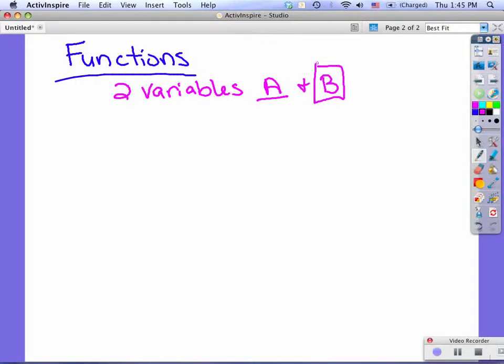And you usually see these in the form of a function table. We have an input, the number that we put in, and then we have an output, the number that comes out of it. So we have an input, output. Input is a number that goes into it.